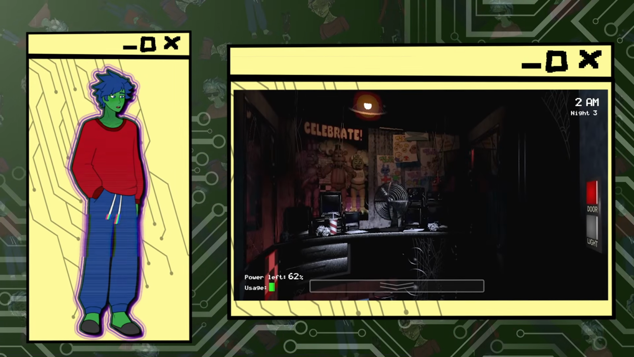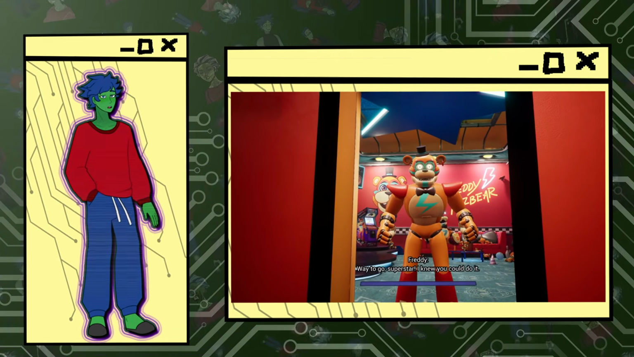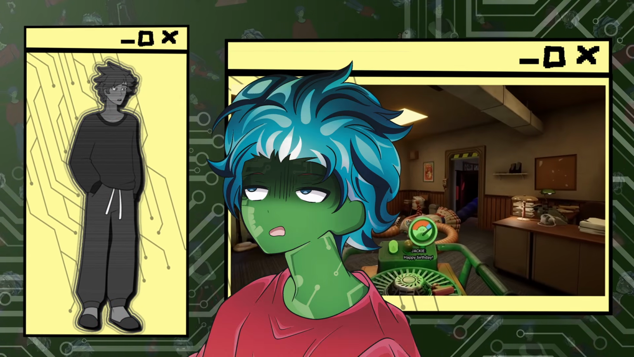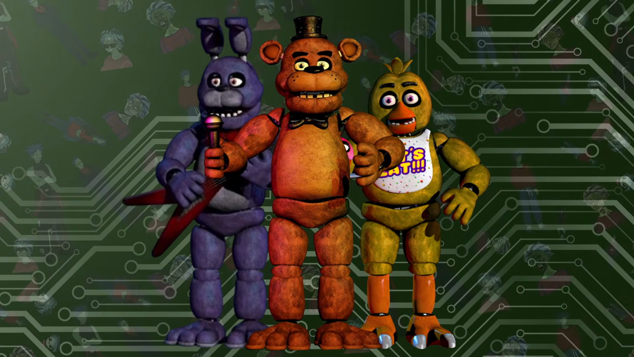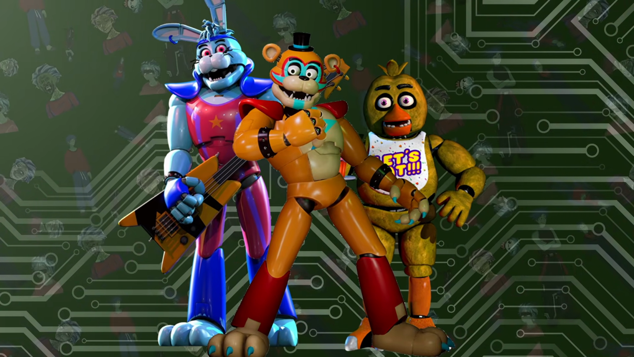This is Five Nights at Freddy's. This is Five Nights at Freddy's. And this is Five Nights at Freddy's. There is no debate that the series has changed a lot over the years.